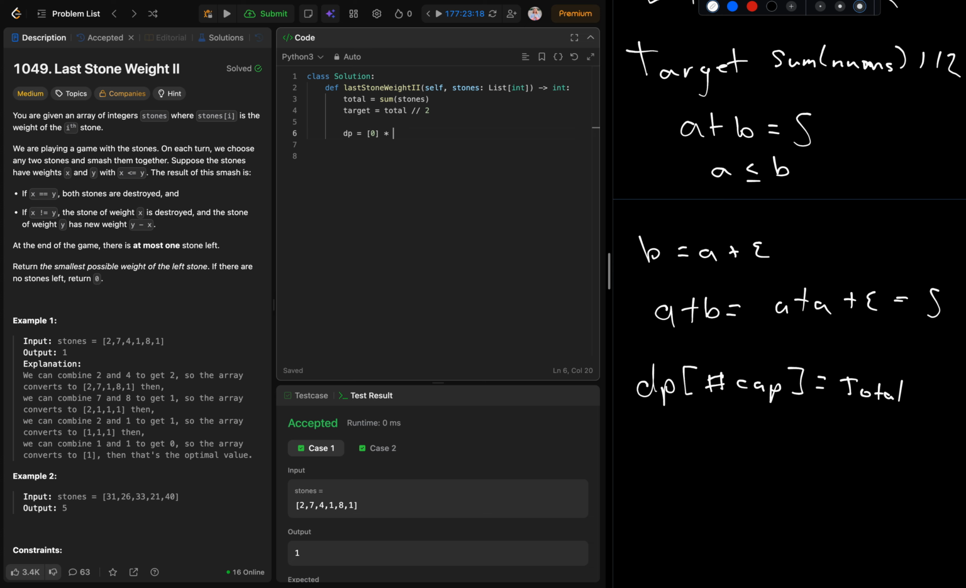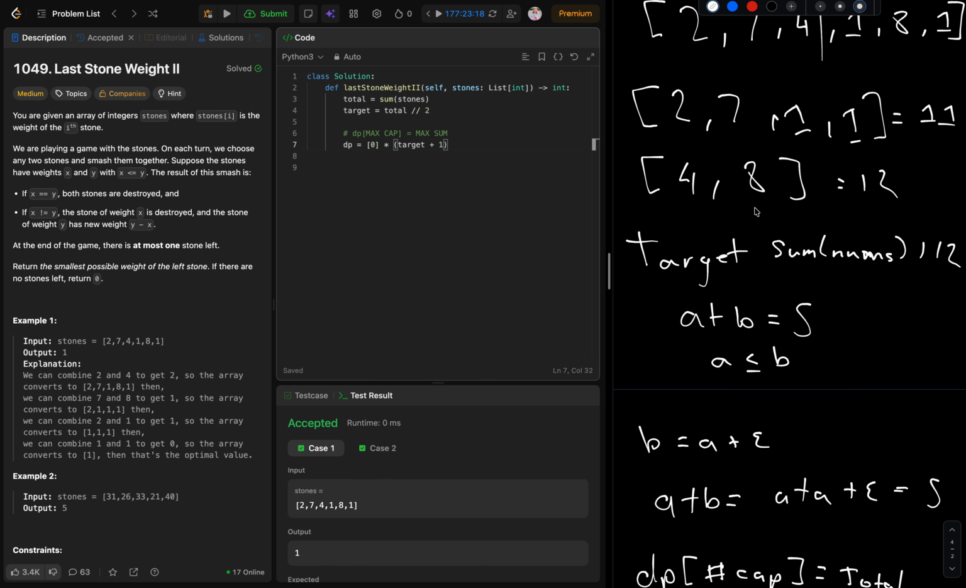0 times our target plus 1, where the DP is like max cap and then max sum, because we want to see that, okay, what we're trying to look for is half of this list, how close can we actually get to that target, right?